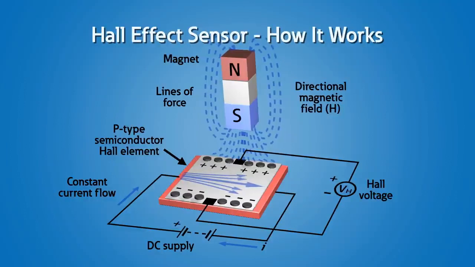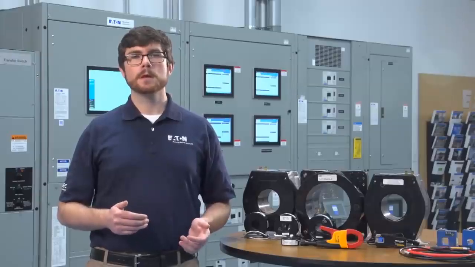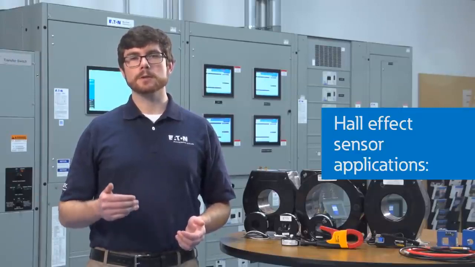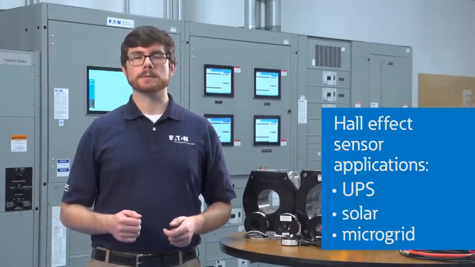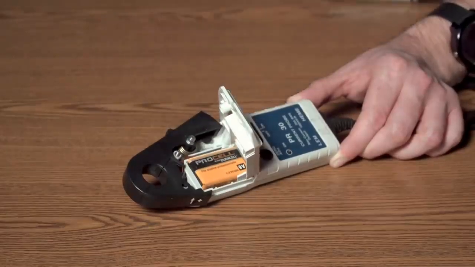When another magnetic field interacts with the Hall effect field, it produces a change in current of the semiconductor and the sensor detects it. The strength of the detected field is proportional to the amount of current. Hall effect sensors are used extensively in UPS, solar, and microgrid applications for monitoring DC currents. A disadvantage of Hall effect sensors is that they require a DC voltage source in the form of a battery or fixed power supply. Drift can also be a potential problem, requiring them to be compensated periodically through a degaussing or calibration process.